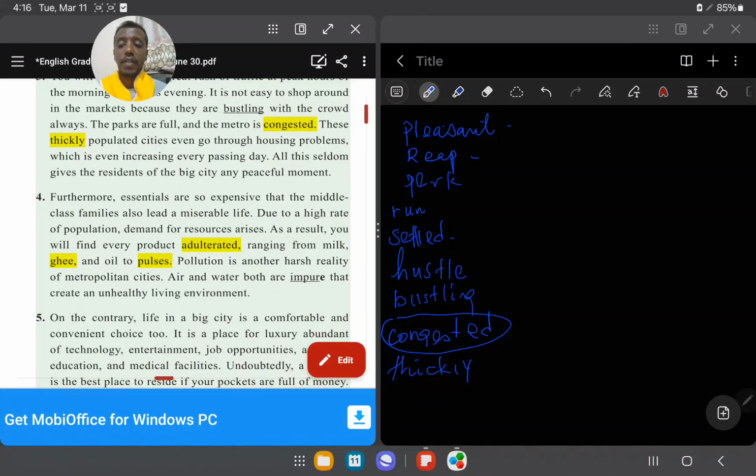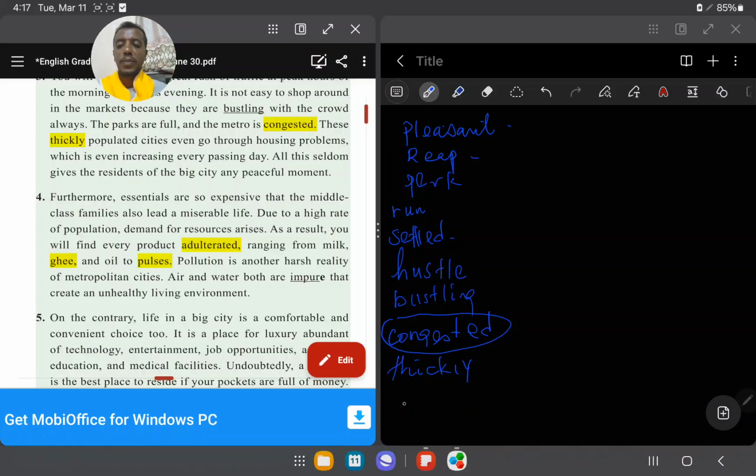Number 4, that is paragraph 4: furthermore, essentials are so expensive that middle class families also lead a miserable life. It is miserable because they cannot afford them. Due to the high rate of population, demand for resources rises. There are very many people in a city, so demand increases, and it becomes challenging. As a result, you will find every product adulterated. There is a resource problem. For example, if someone wants honey in the city, the supply of honey and the number of people do not match.